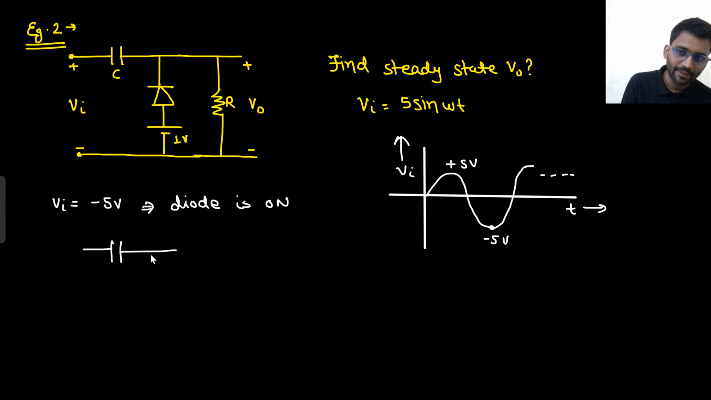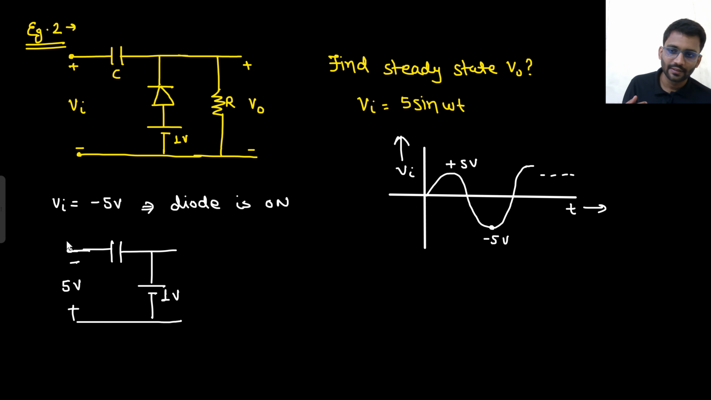We just need to find the capacitor voltage. So here it is 1 volt. And here I am applying minus 5 volt. So how should I write it? I should write it in this manner, minus 5 volt. This potential is minus 5 volt and this potential is 1 volt.